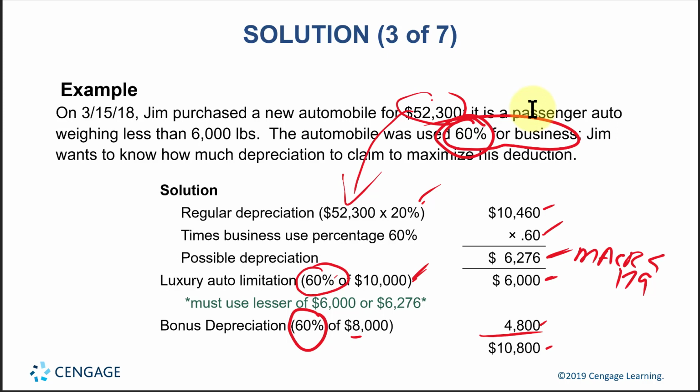What you could do is not take 179, not take MACRS, and then take the whole thing as bonus. But again, bonus would be limited to a max of 18,000. But you still apply the 20% limit and you still come out to that same 10,800. And again, whatever is left over can be deducted using the MACRS in future years.